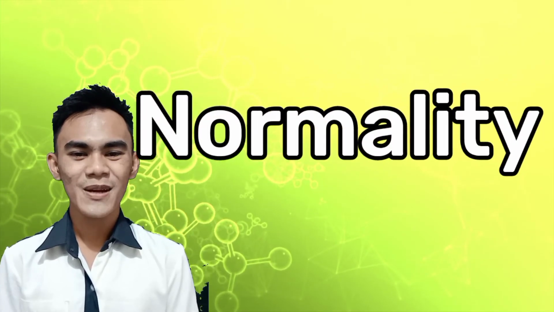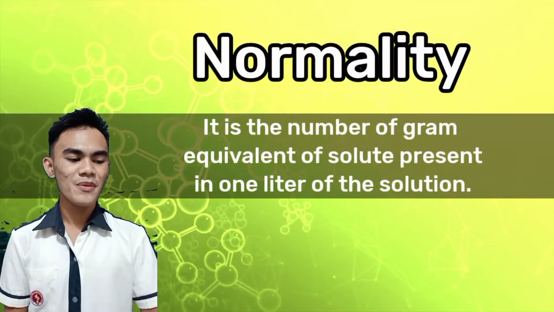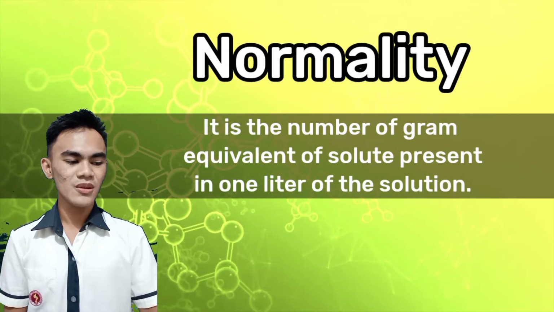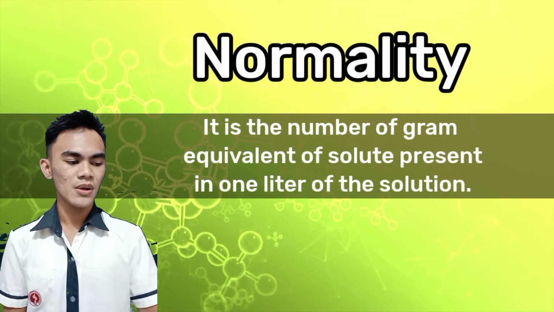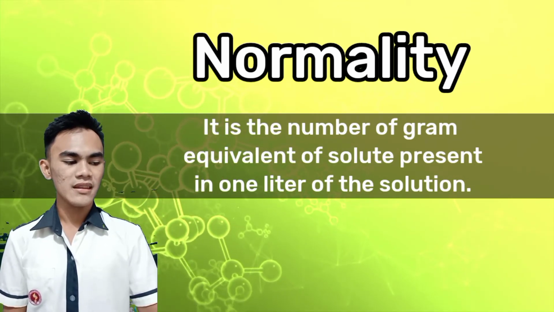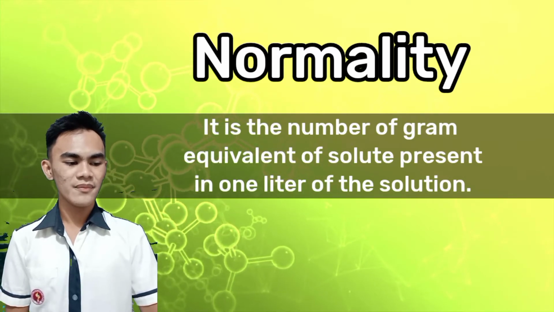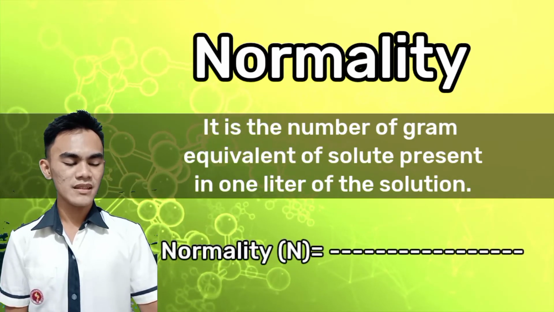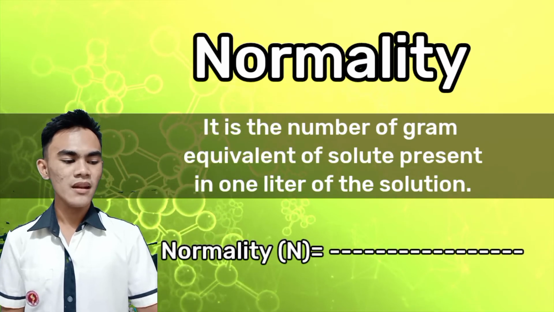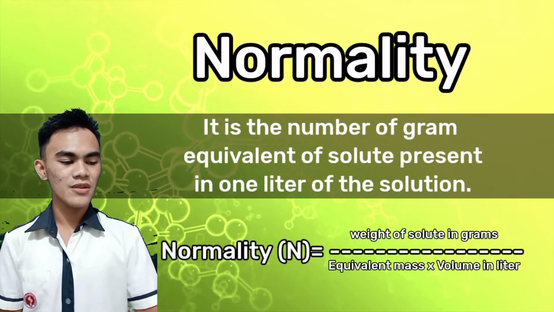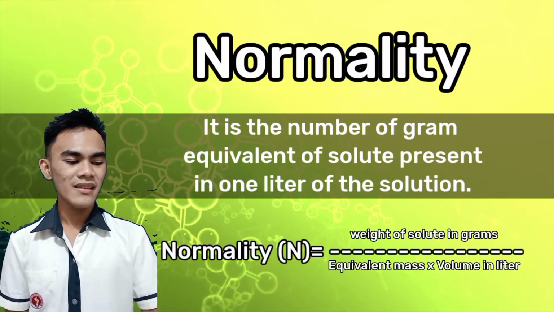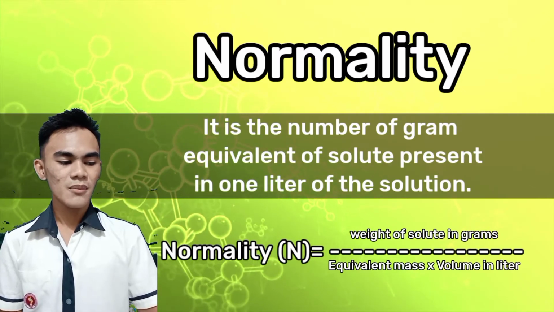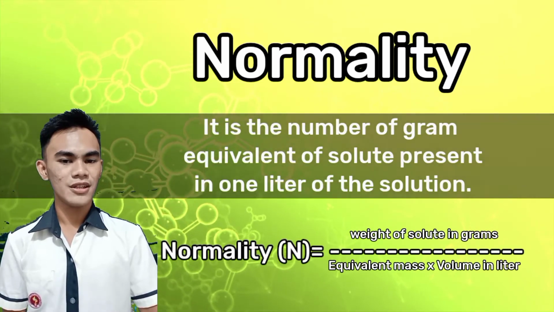Okay, so that is normality. It is the number of gram equivalents of solute present in 1 liter of the solution, and it is denoted by N. Normality, or capital N, is equal to the weight of solute in grams divided by the equivalent mass multiplied by volume in liters.